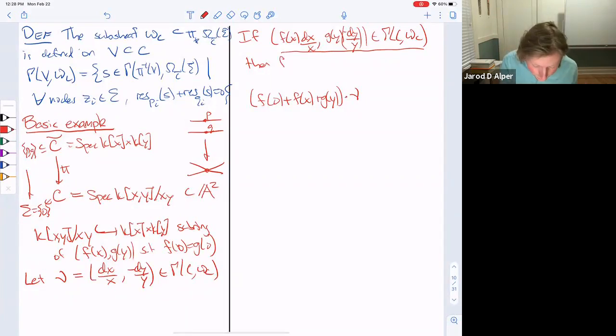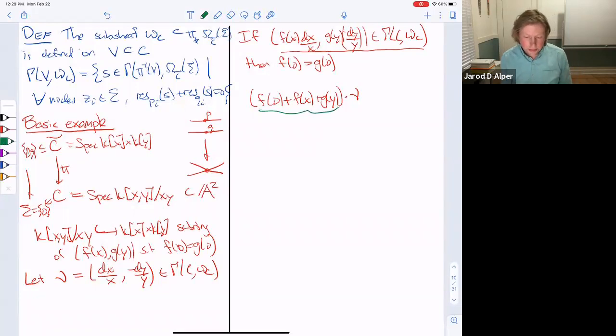So what that means is that f of zero equals g of zero. So this is exactly the condition that the functions f of x and g of y on the normalization descend to a function on the curve. And what it descends to is precisely this function here. So this differential then is, these two are equal.